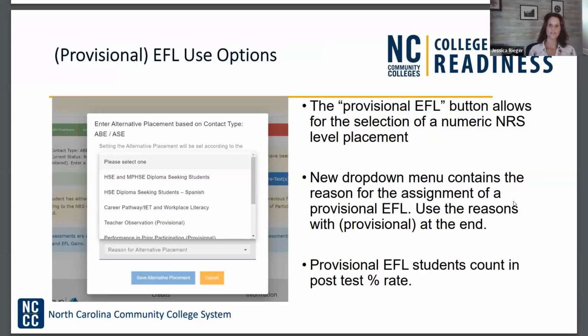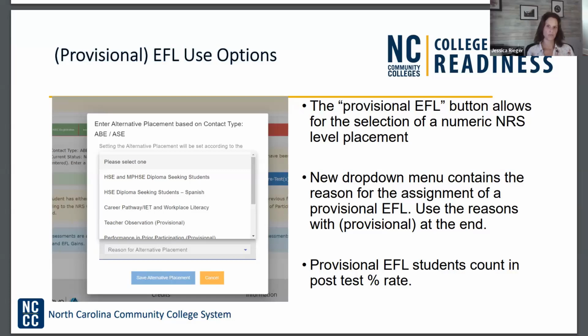So the provisional EFL button allows for the selection of a numeric NRS level placement. So the new drop-down menu does contain a reason for the assignment of that provisional EFL. And if you've assigned provisional EFLs this program year, especially in the last couple of weeks, you've noticed that there is this new reason options that pops up. And so that's when you use the ones with provisional at the end. You're saying this student is ABE level 3 when you use a provisional EFL.